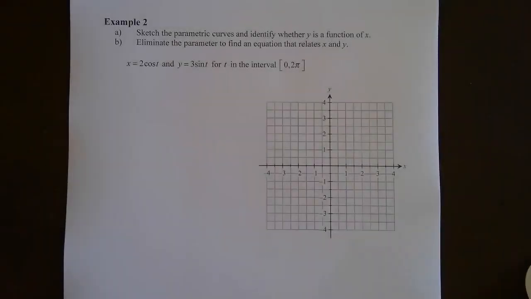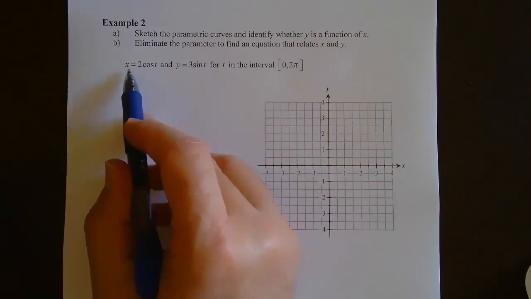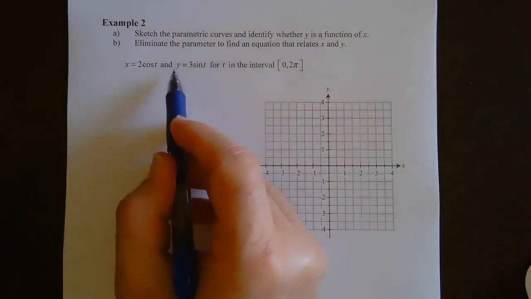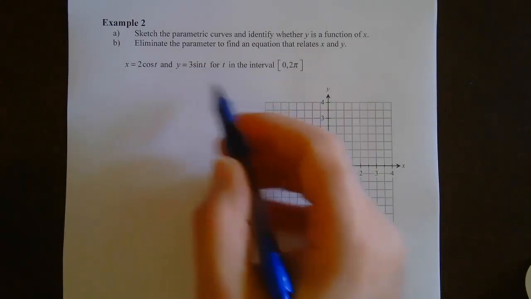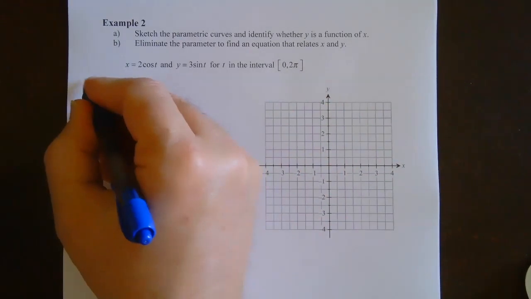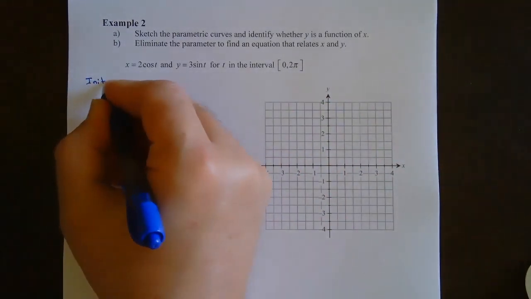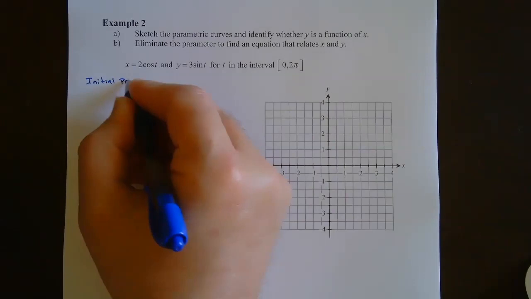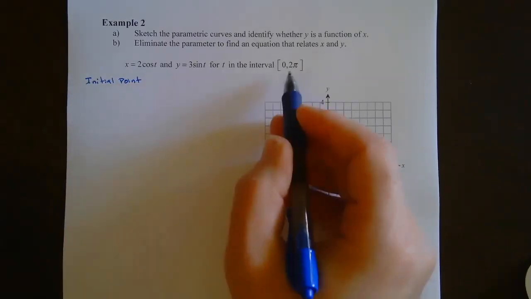So for example 2, again, it's the same thing. We want to sketch the parameter curves and then identify whether y is a function of x. And then eliminate the parameter to find an equation that relates x and y. All right, so this one, the x coordinate is 2 cosine t, and y is equal to 3 sine of t, and the interval is 0 to 2 pi. Okay, so our initial point is going to be at t equals 0.